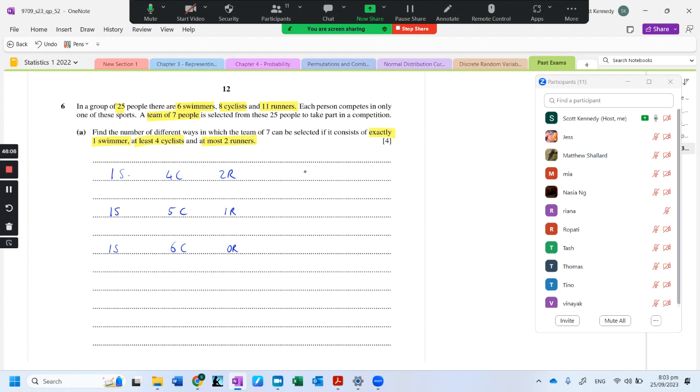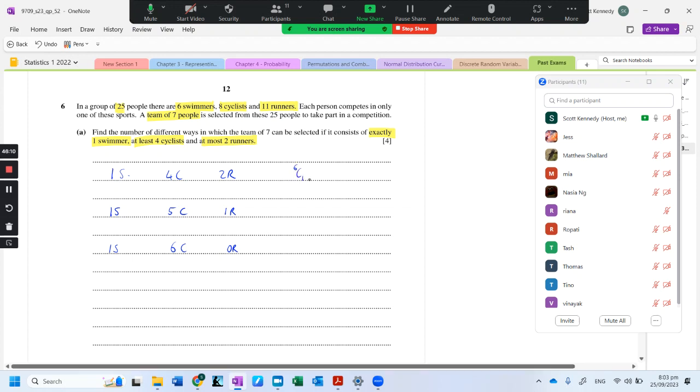So, how do we select the swimmers? Well, there's 6 of them, so that would be 6 choose 1. And then out of the cyclists, we're choosing 4, so there's 8 cyclists, choose 4 of them. And out of the 11 runners, we're choosing 2 of them. So that's them. And then we probably want to write out what that comes to, which is 23,100, I think. Maybe someone check me on that.